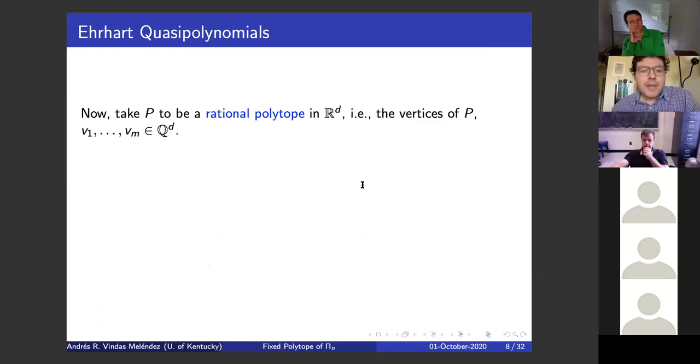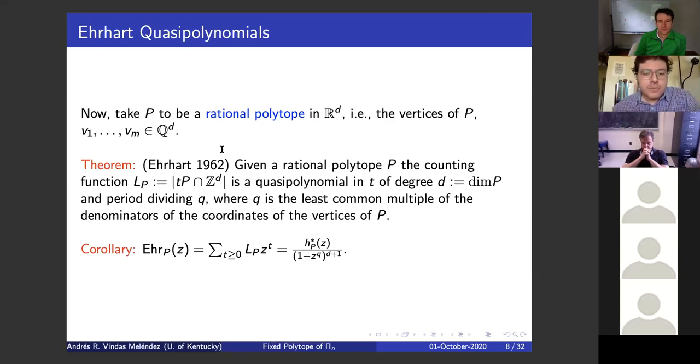And so what happens when we take a rational polytope, right? So maybe we have a polytope in the integer lattice, and maybe shift it by a half translation or something like that, which we can move so the vertices are no longer lattice points, okay? Well, actually Ehrhart's work is more general. It says that this counting function, L sub P, is actually a quasi-polynomial where the period divides q, and I'm taking q to be the least common multiple of the denominators of the coordinates of the vertices, okay?